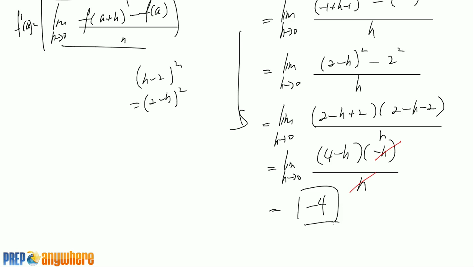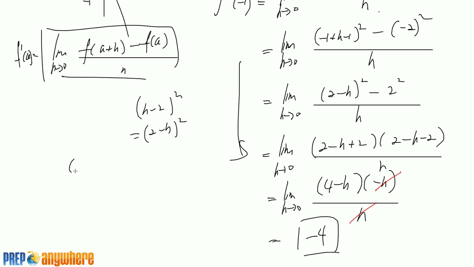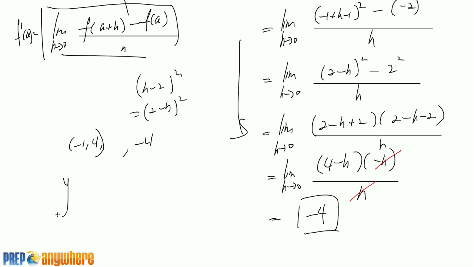Okay, so now we have a slope. Now we have a slope and we have a point, -1 and 4. -1 and 4 is the point, and -4 is the slope. So here's the equation. y minus 4 is equal to -4(x plus 1).